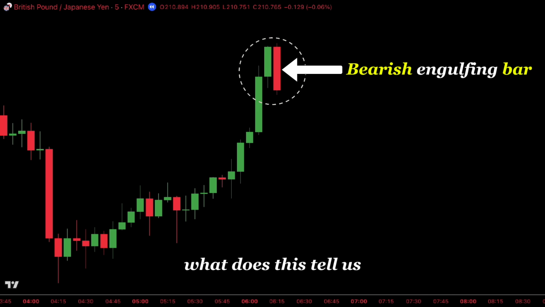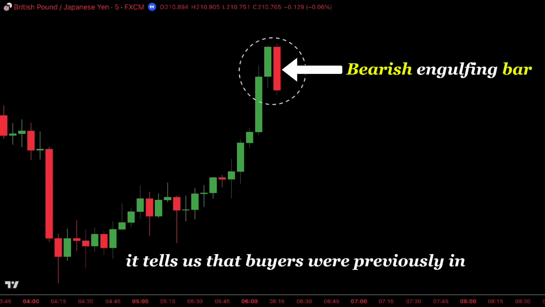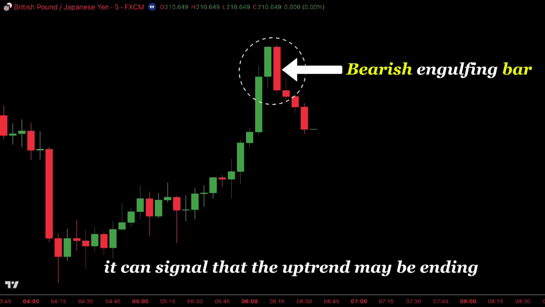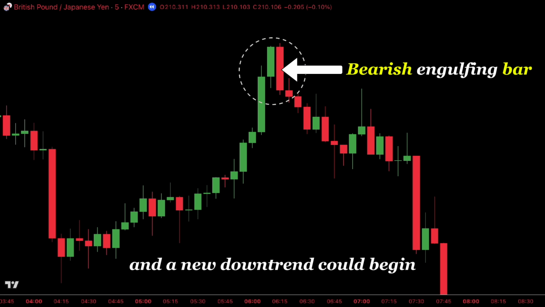What does this tell us? It tells us that buyers were previously in control of the market, but now sellers have taken control. And when this kind of shift happens after a strong upward move, it can signal that the uptrend may be ending and a new downtrend could begin.